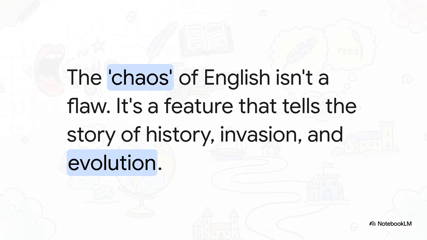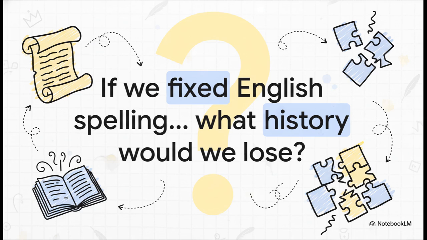So, what feels like a flaw, this inconsistency, is actually one of the language's coolest features. Every weird spelling, every odd pronunciation, it tells a story. A story of invasions, of people migrating, of new technologies, and just the natural way speech evolves over 1,000 years. And that kind of leaves us with one last thing to think about. If we decided to fix it all, to make every single word sound exactly how it's spelled, what stories, what connections to our past, and what beautiful chaotic history would we end up erasing?